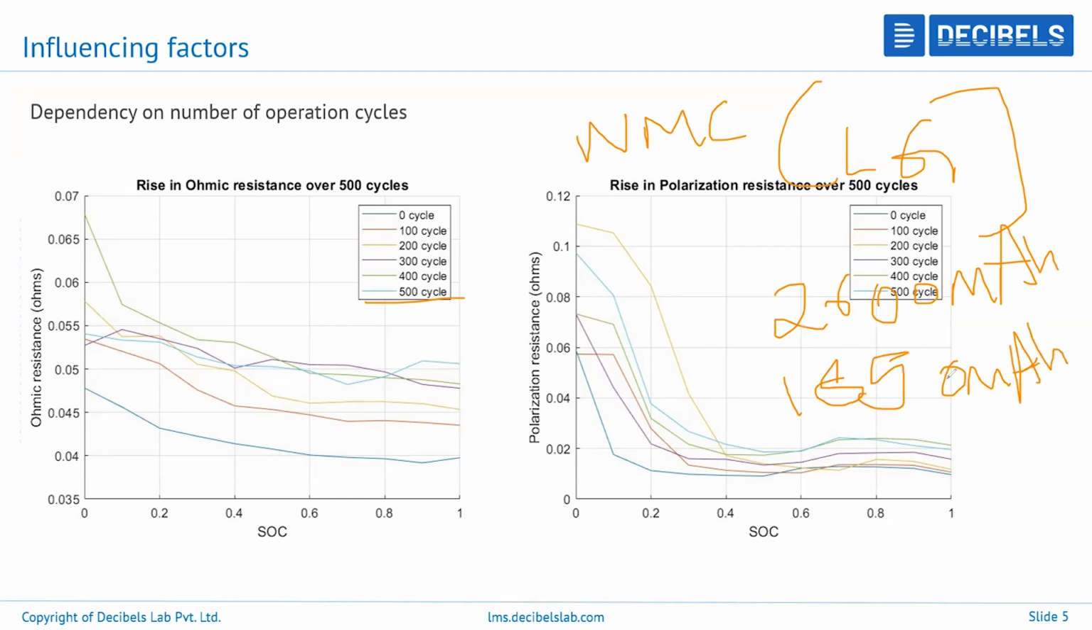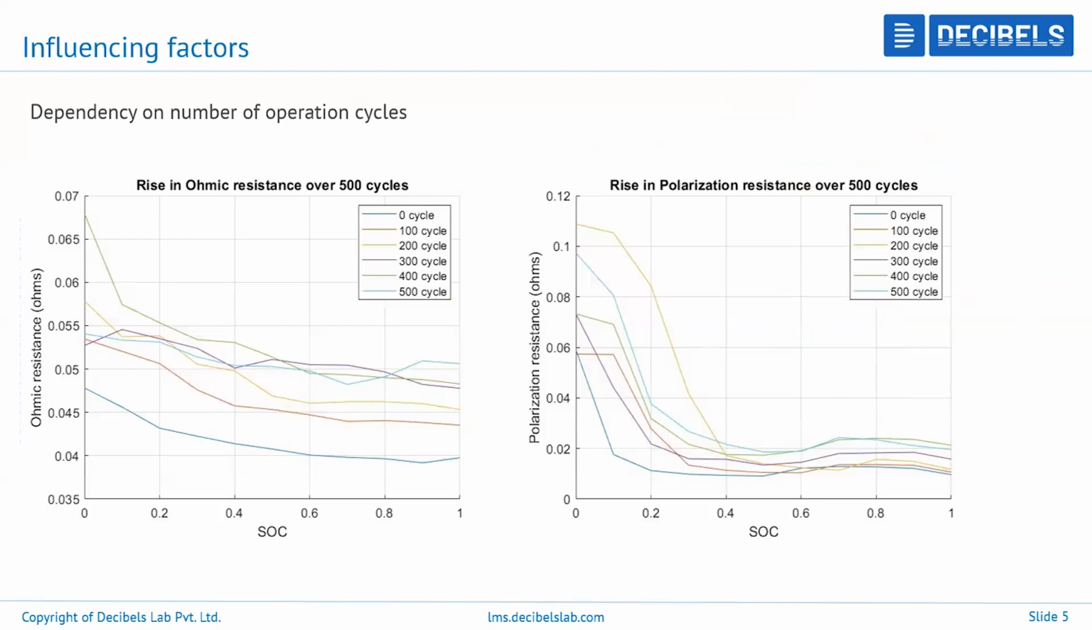Okay. So it was seen that below this, it was not able to sustain even small amounts of current, before going into the complete degradation zone. That was a cell test that was actually performed at our lab in Decibels, and this is the outcome that we have obtained from it. So one influencing factor for resistance is also your operating cycle, the cycle life.